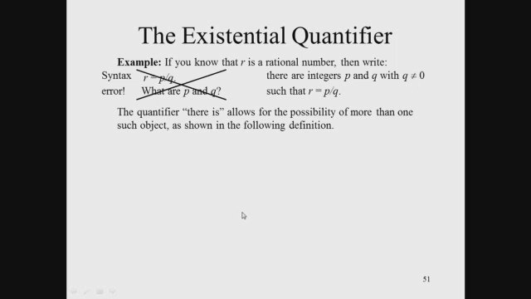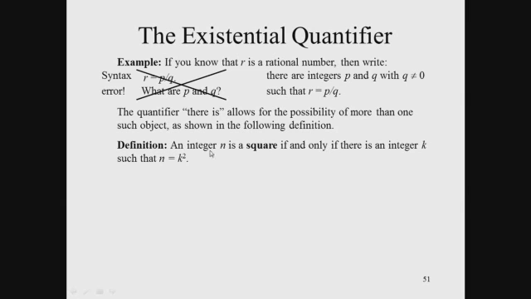The quantifier there is allows for the possibility of more than one of these objects. Let me give you an example with the following definition. An integer n is square if and only if there is an integer k for which n is equal to k squared. So for example, n equals 9 is a square because n can be written as 3 squared or minus 3 squared. So there are two possible values for the integer k when n is 9.